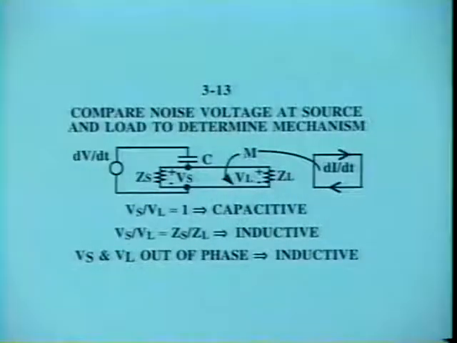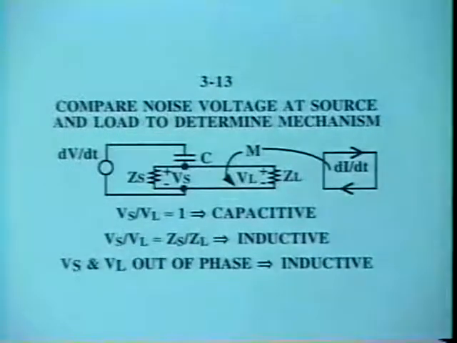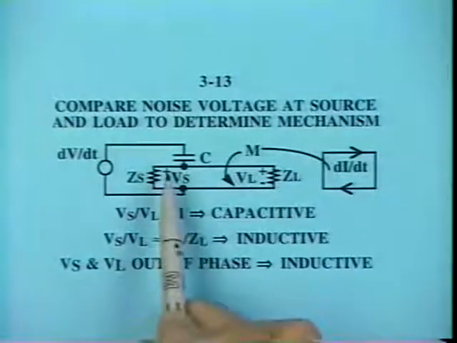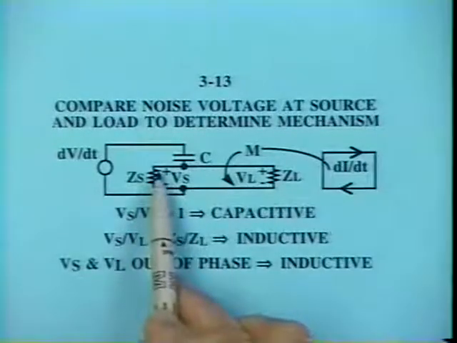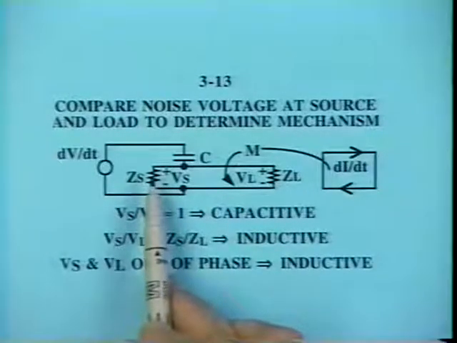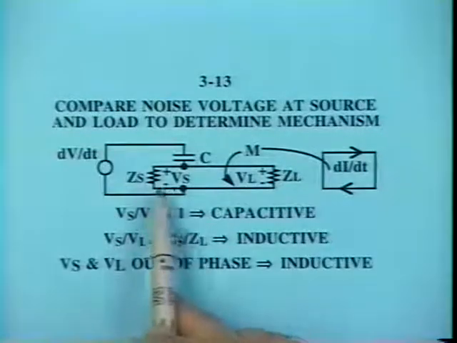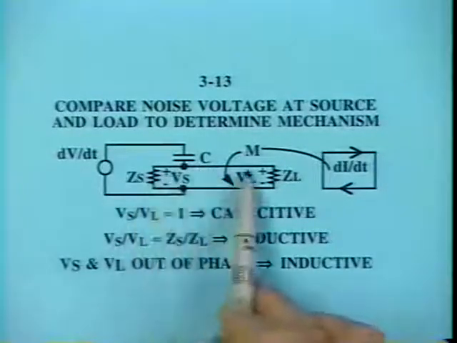Now let's say we have a situation where we know the problem is either magnetic field coupling or electric field coupling. Now let's see how we got to that point. Here is the circuit of concern. The signal source, and I don't show the signal source voltage because we're interested just in the noise here, but the signal has a source, a cable, and a load.